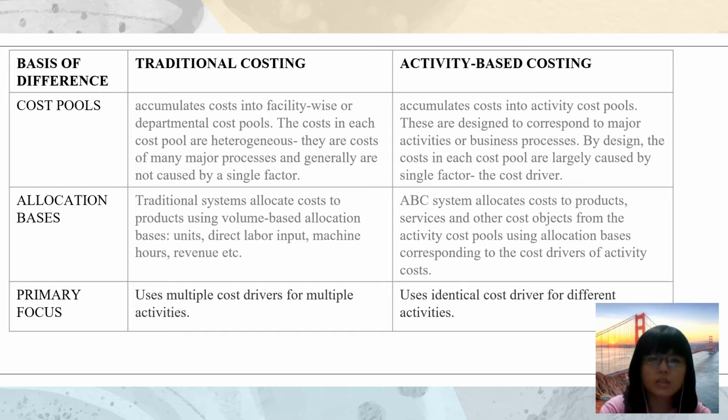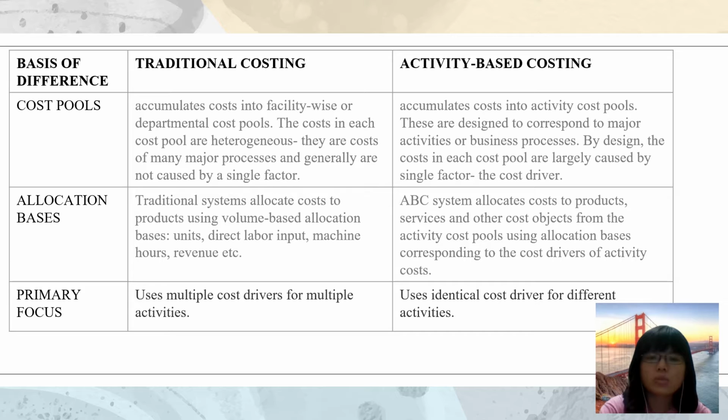The second difference is the allocation basis. Traditional costing will allocate costs to products using a volume-based allocation basis. That is the units, direct labor input, machine hours, and revenue. While activity-based costing will allocate costs to products, services, and other cost objects from the activity cost pools using an allocation basis corresponding to the cost drivers of the activity cost. The third difference is about the primary focus.